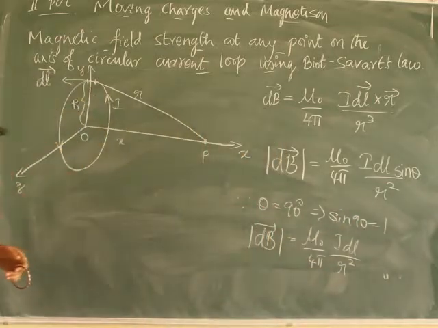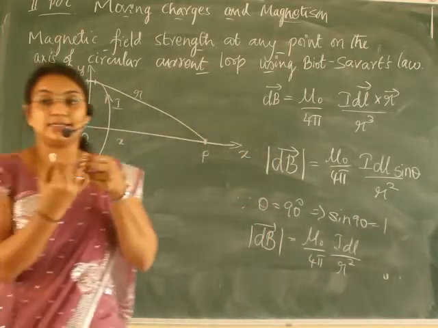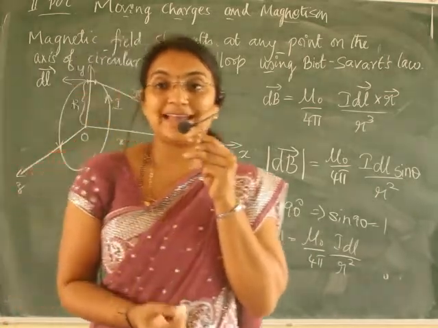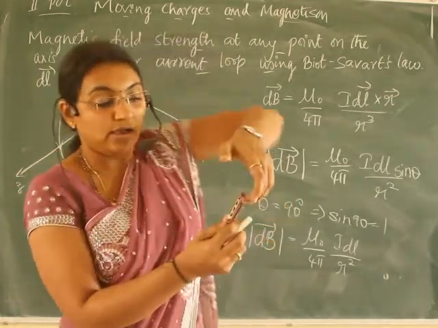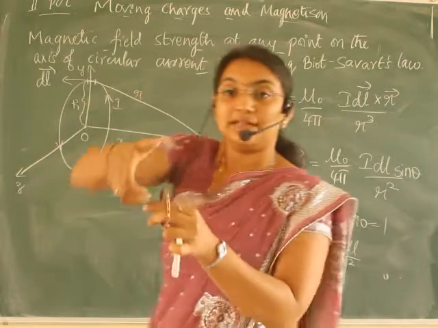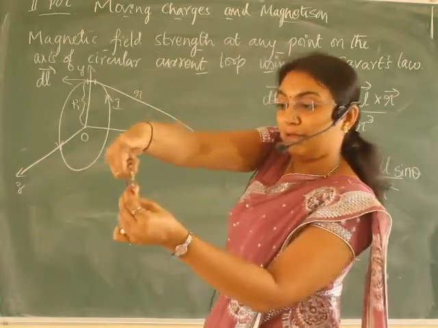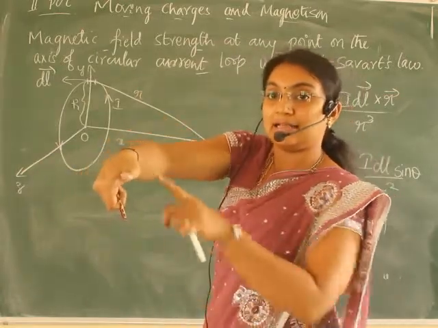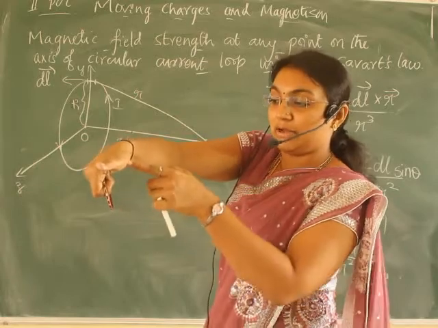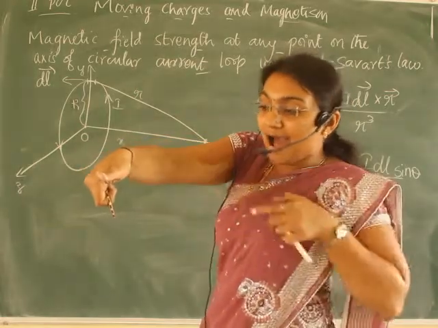Correct? Am I right? See, this is a circular loop which is carrying the current I. Okay, so I have to hold it with the right hand rule, correct? Right hand thumb rule. I'm holding it like this. The current is moving like this. The R is like this.